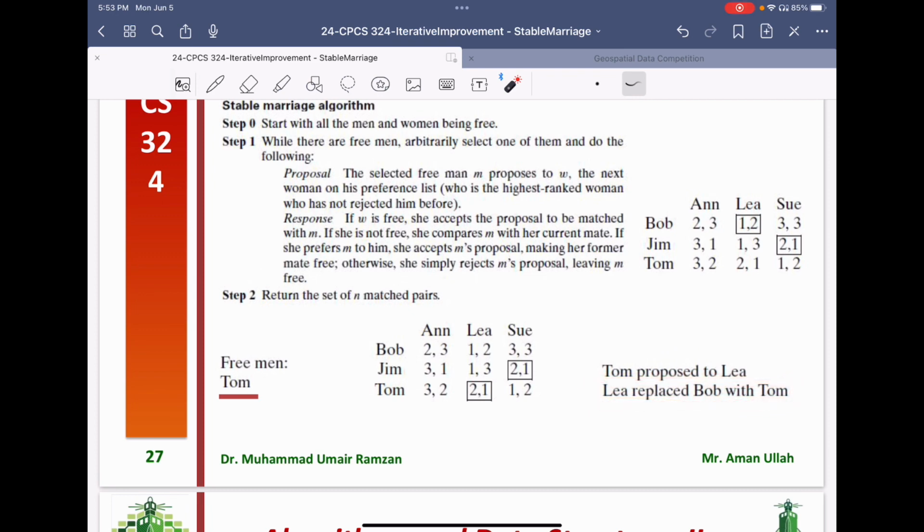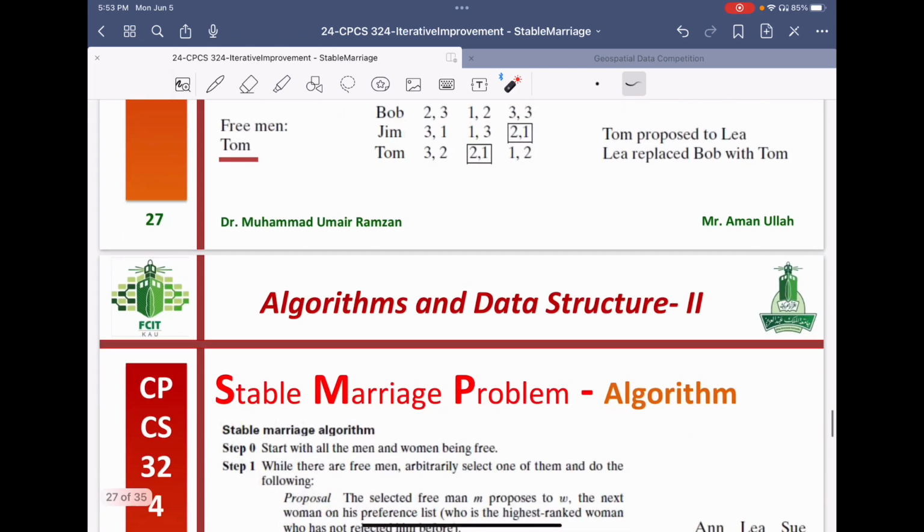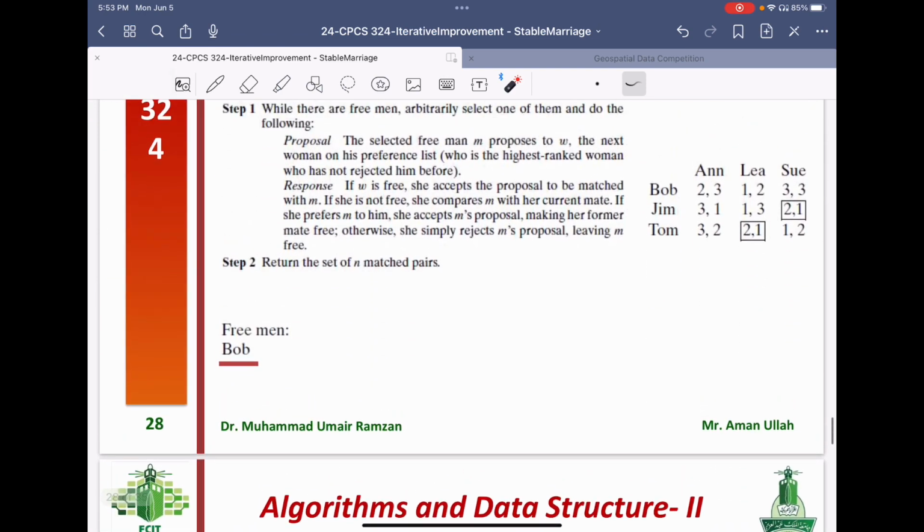Now what happens to Bob? Because his marriage was busted open, because he's not married anymore, he's going to go back to the free men list. So he's going to be single again, and we're going to have to iterate through him all over again. Now I've got Bob back, see? So he's going to go through his options again.